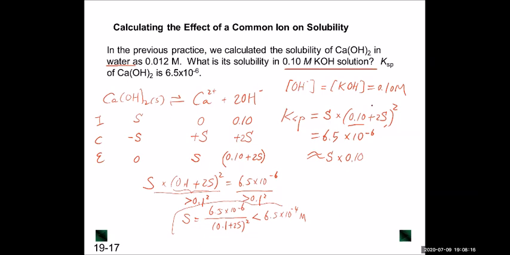If you check the book, I don't think most books bother to explain the approximation. They simply use the Ksp divided by the common ion concentration raised to the power or whatever, and just find a final solubility. But the actual work is that we should use an ICE table and use approximation.